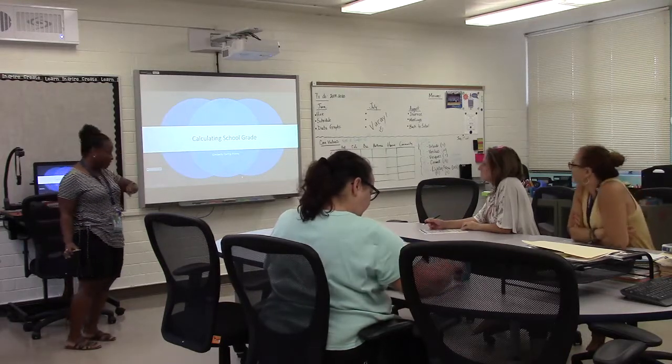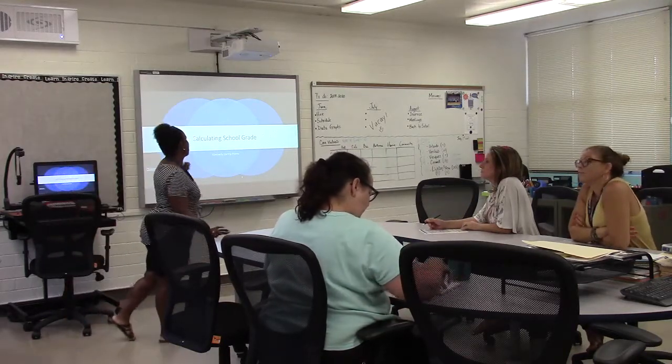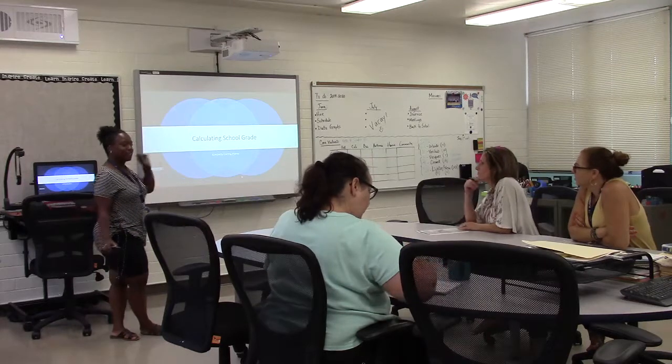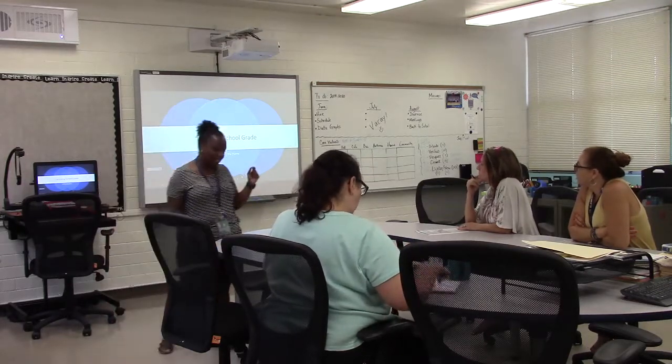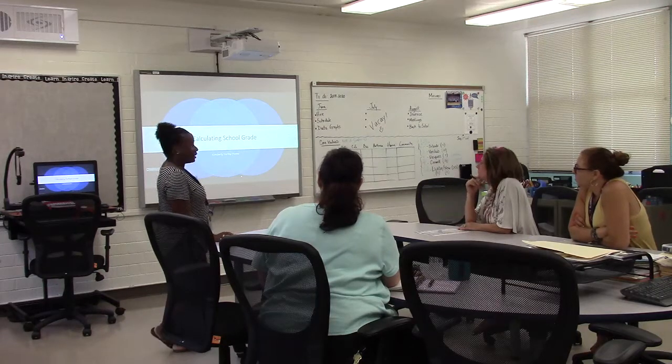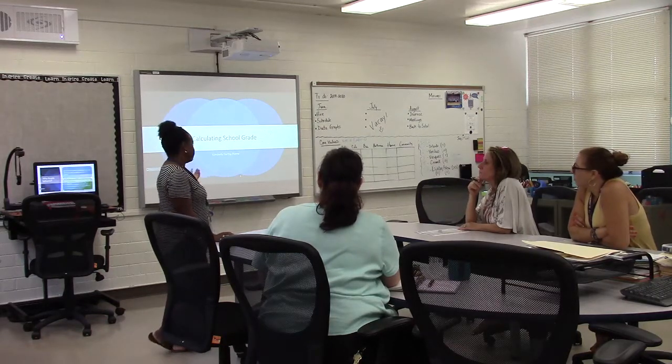Alright, so we're going to talk about calculating school grades. It's the middle of June, end of June. Scores are about ready to come out, and the state calculates the school grades, and it gives us a metric of where we are compared to all the schools in the state. So today we're going to talk about how to calculate school grades and what it means to us.